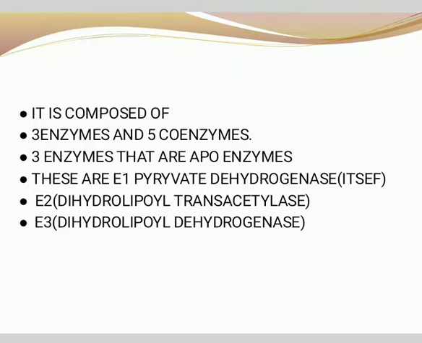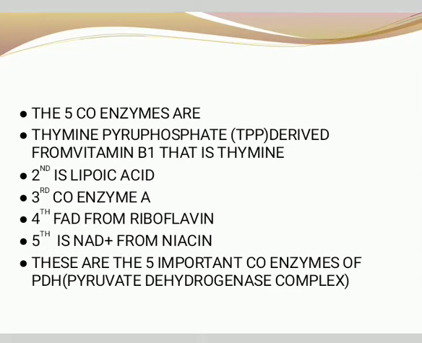3 enzymes that are apoenzymes. Enzyme 1 is known as pyruvate dehydrogenase itself. Enzyme 2 is known as dihydrolipoyl transacetylase. Enzyme 3 is known as dihydrolipoyl dehydrogenase.